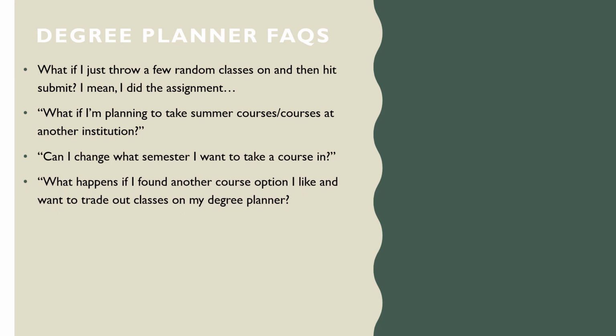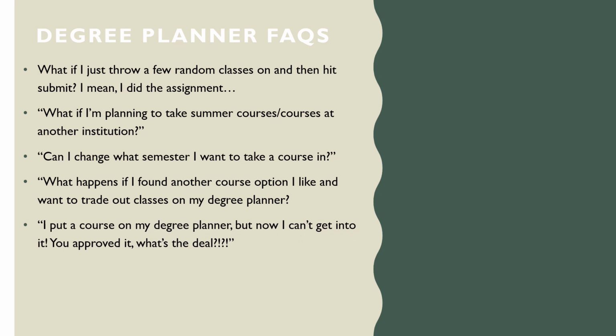Some people also ask, well, what happens if I find another class option that I like and I want to trade out things on my degree planner? Again, definitely visit with your academic advisor and check and see, but the planner is not set in stone, and adding these classes to the planner doesn't even guarantee enrollment in the courses. What we're just saying is we're coming up with a theoretical plan that will get us to graduation by our planned date. So don't stress about this. We're just trying to make it, again, as close as possible to what we think we want to do. We can change it later.